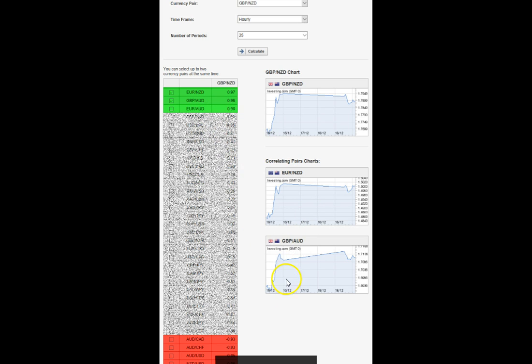And there again, you'll also notice that over here we also have pound Australian dollar. So New Zealand, Australia, also quite close in terms of their trading, etc.